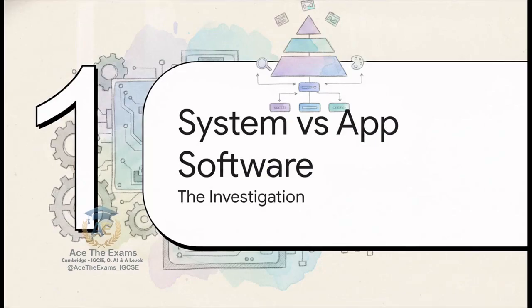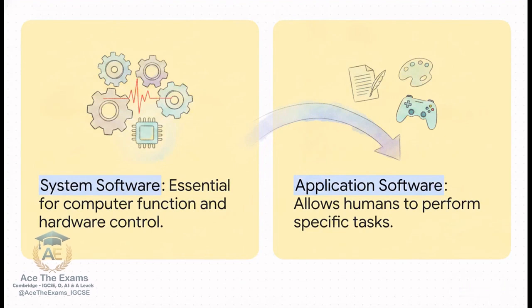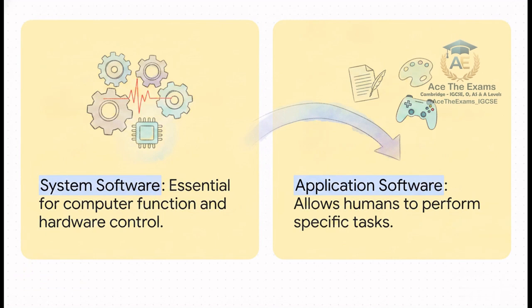Section 1. The investigation. System versus application software. To build our case, we first need to look at the fundamental divide in software types. You see, a computer system is made up of both physical hardware and digital software, and both are completely essential. But here's the catch. Not all software is created equal. There's a strict hierarchy you've got to know. First, you have system software. This is the collection of programs and processes that a computer absolutely needs just to function at all. It controls the hardware. It's literally the life support system of the machine.